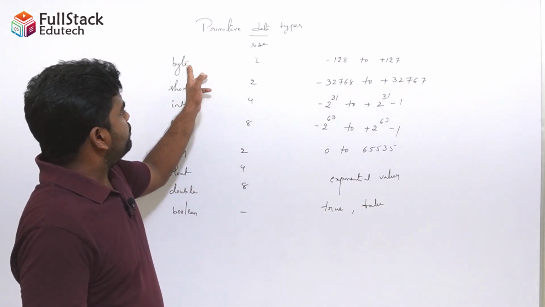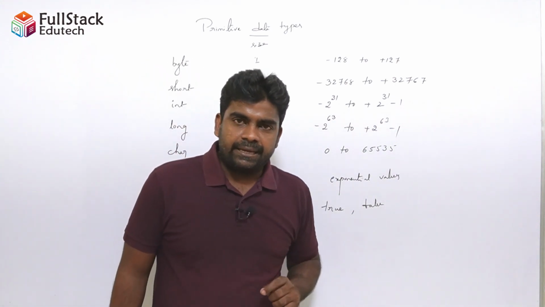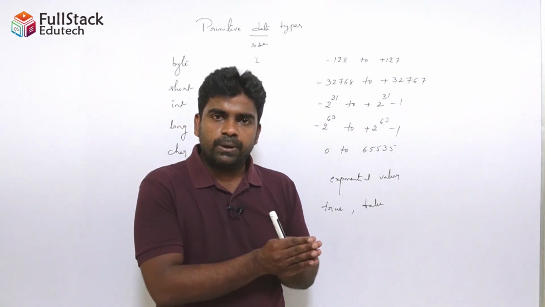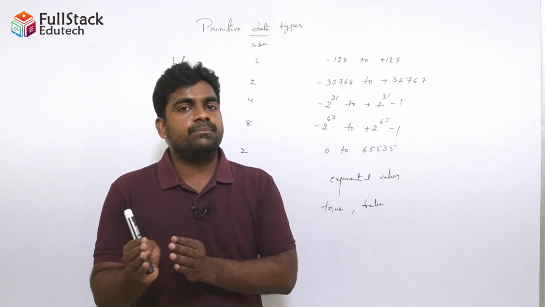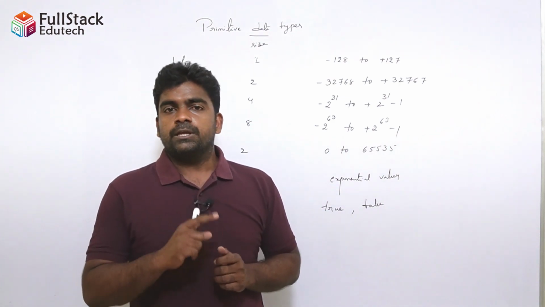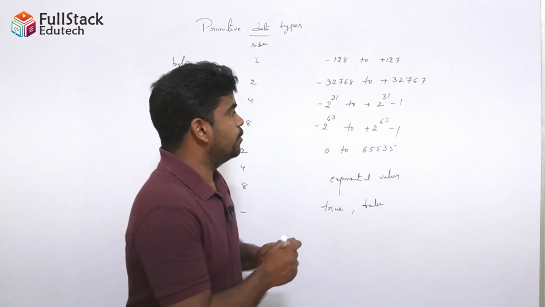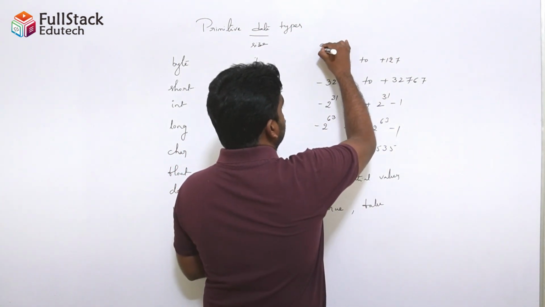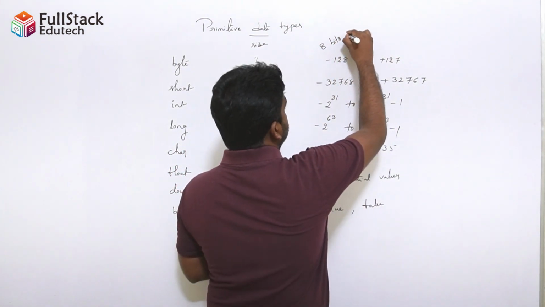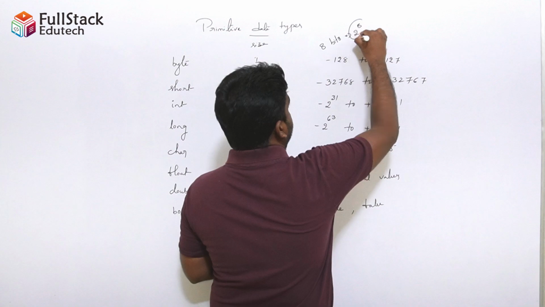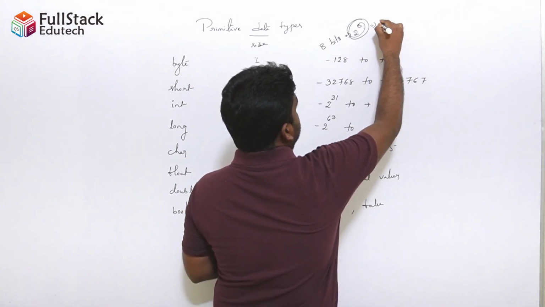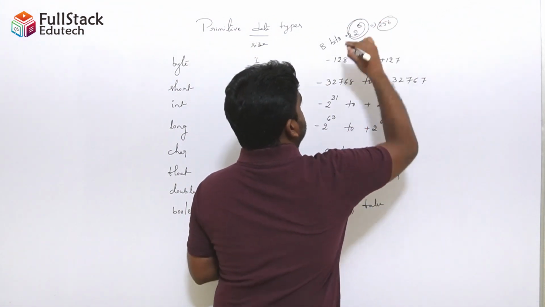Suppose I declare a variable of byte type. What is the minimum value I can store? What is the maximum value I can store? 1 byte equals 8 bits. 1 byte equals 8 bits. 8 bits means 2 power 8, and 2 power 8 value is 256.